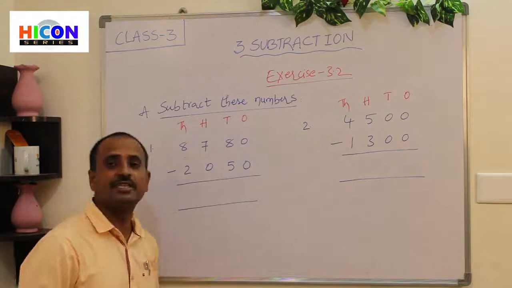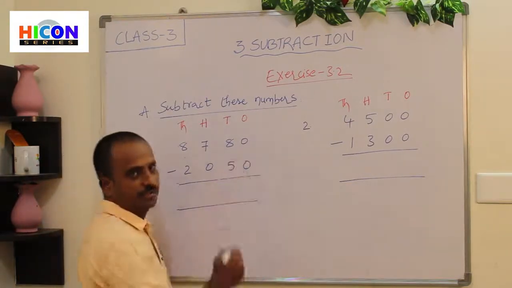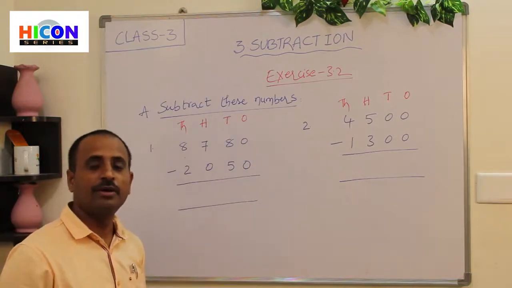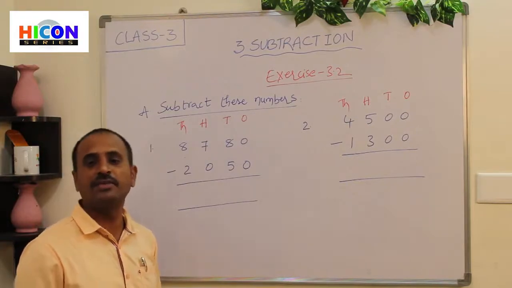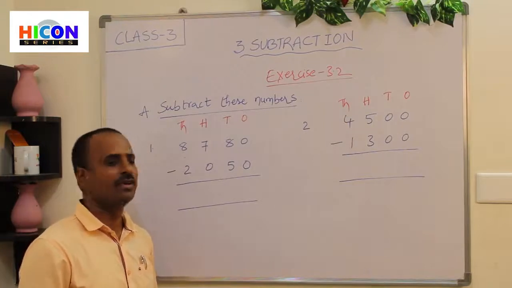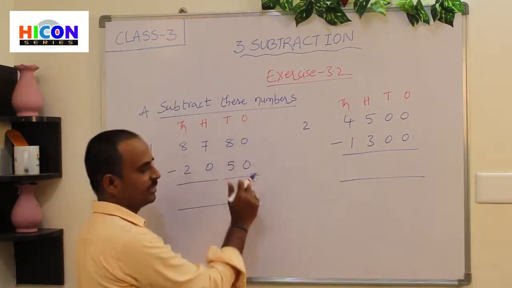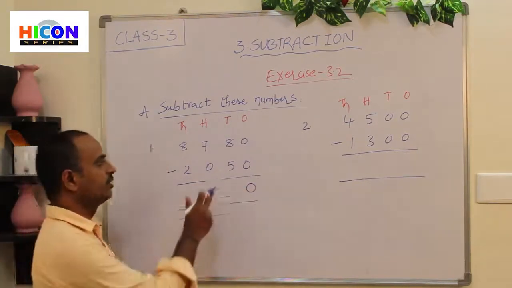What are the digits under ones place? 0 and 0. Subtract 0 from 0. If we subtract any number from itself, the answer is 0, according to the properties we have discussed earlier. That means the difference between same numbers is 0. So write 0 here. Next, go to tens place.